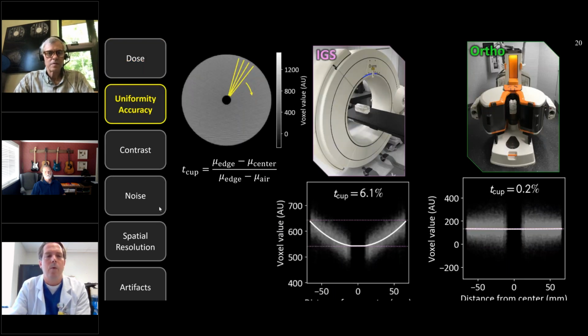So if I may, I want to roll through other things that the Corgi measures automatically from just one scan of the Corgi. The first being uniformity and the accuracy of Hounsfield units. So here I'm just showing uniformity. That's basically a measure of cupping within the image.